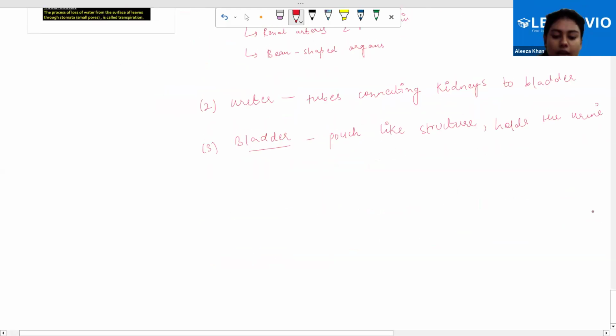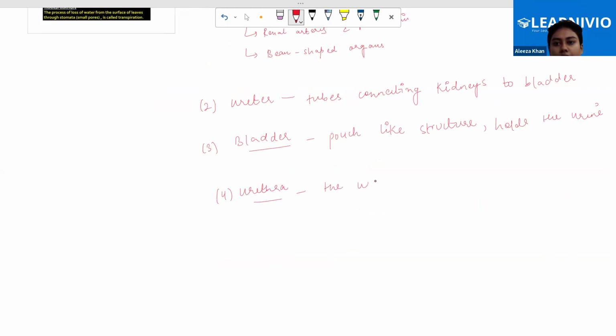And last, we have the urethra. Fourth part is the urethra. The urine is passed through this muscular organ. All of them are muscular organs only. Bladder is also muscular, ureter too. None of the structures is made up of bones. Even kidneys are also muscular. So the urine is passed through the urethra.